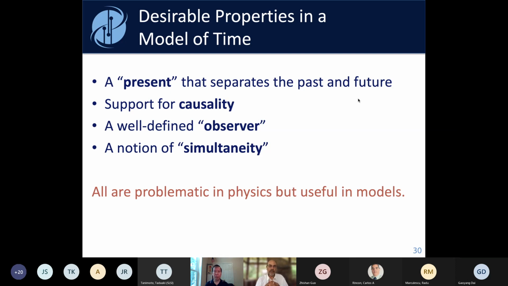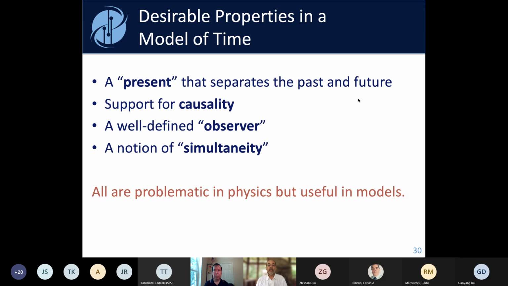One of them is, in order to have a notion of the state of a system, you have to have a notion of a present that separates the past and the future. The state of the system is what its state is at an instant in time. Unfortunately, none of the physical models are good at that. I guess the Newtonian model perhaps is the only one that has that, but it proves to be seriously problematic. In practice, it's problematic. It's not just in theory.